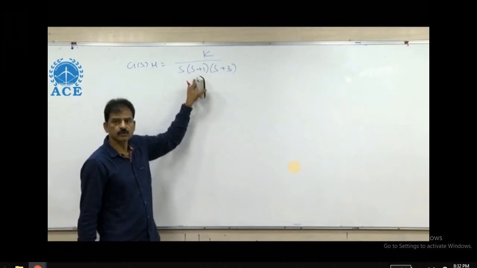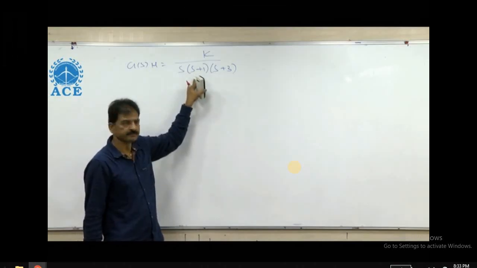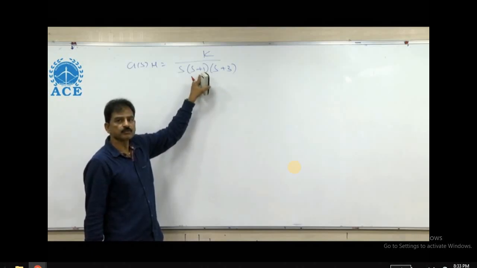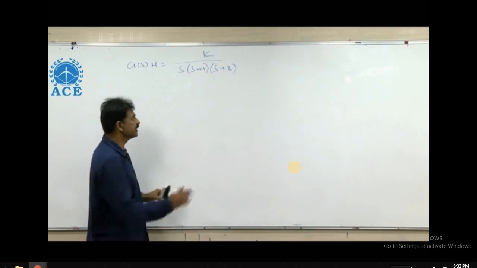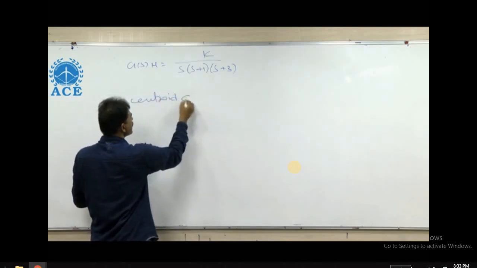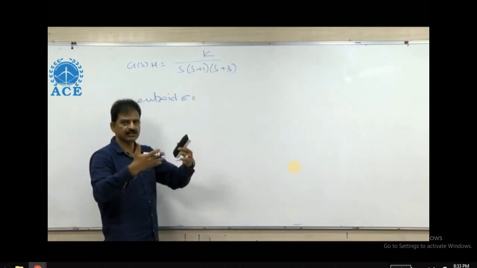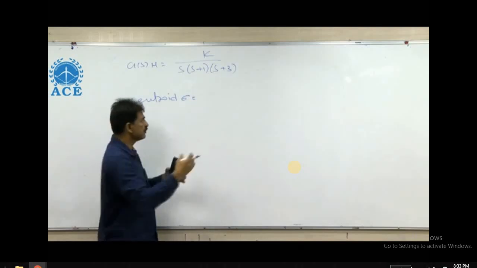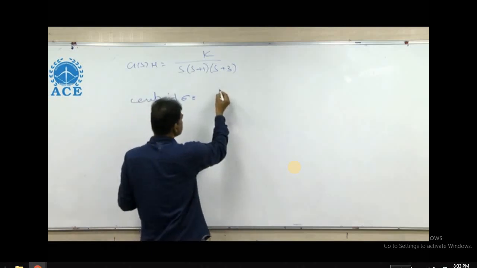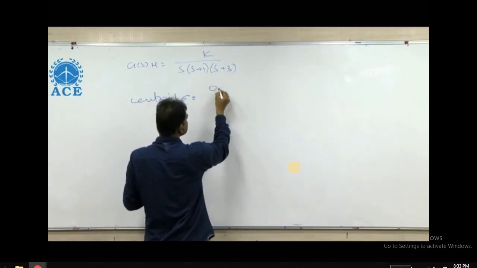Given data is the loop transfer function. The question asks where the asymptotes are going to meet. The asymptotes meeting point is nothing but the centroid, the intersection of asymptotes. It has three asymptotes, and all these asymptotes will meet at the centroid.